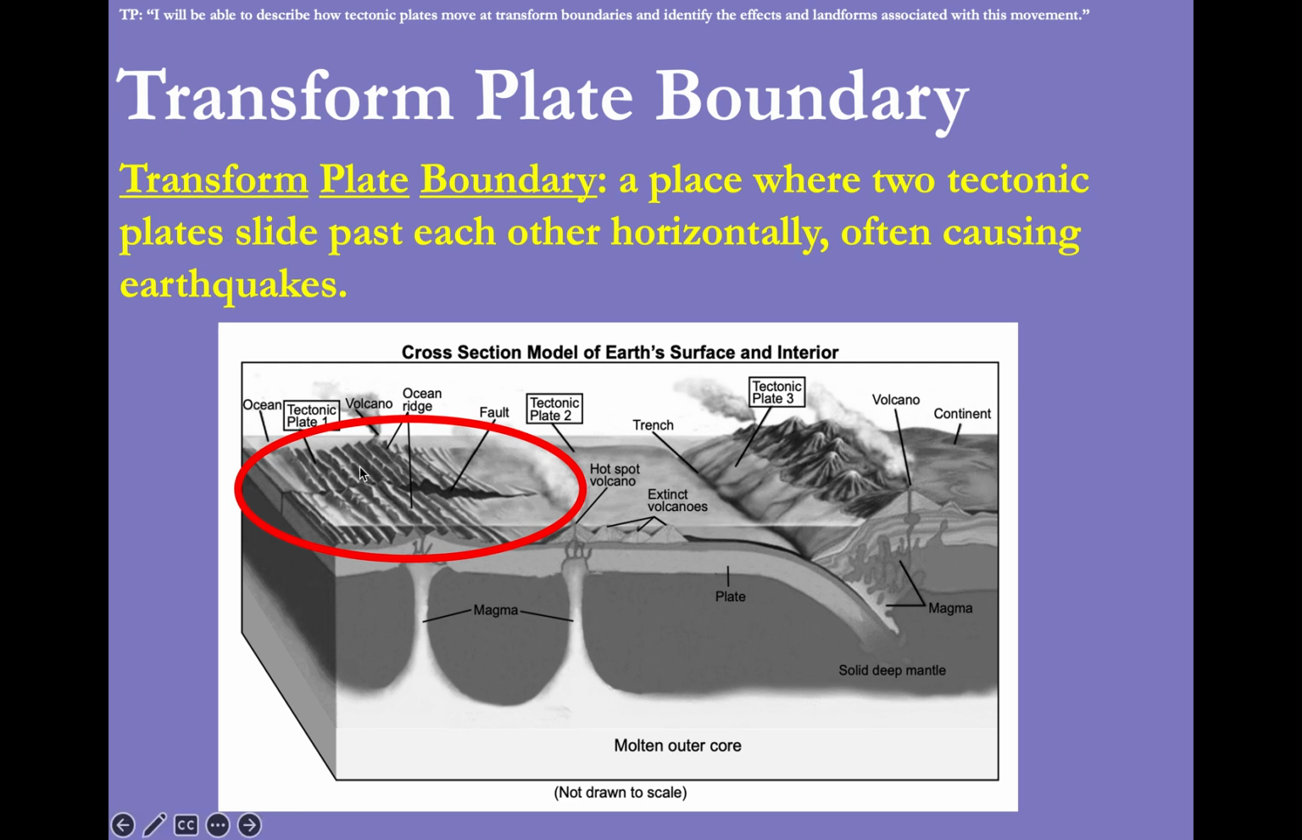This picture here on page number 11 of your reference table, this is probably the only place where you would have the transform plate boundary, by your offset ridges. So here is a ridge, a mid-ocean ridge. Here's another mid-ocean ridge, and in between these ridges would be a great example of a transform plate boundary.